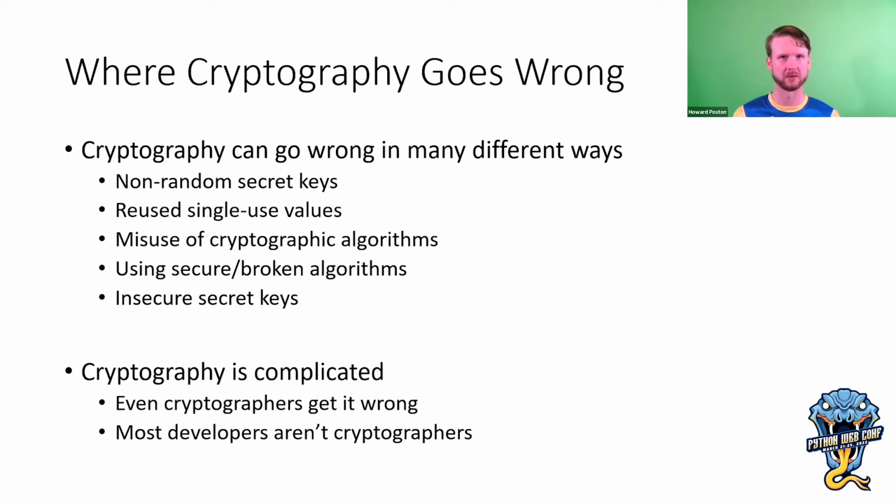Some of them were broken in that two or three year period when they were being analyzed as a candidate for the next standardized form of encryption. And encryption algorithms that we know and trust today, like AES, are only trusted because no one's figured out how to break them yet. And so if cryptographers can get cryptography wrong, then for most developers who aren't cryptographers, it's no wonder that we occasionally mess up and something goes wrong in one of the ways we see here or some other way.